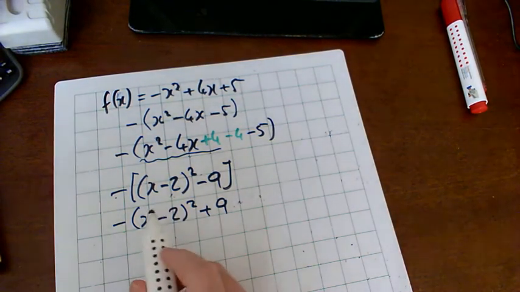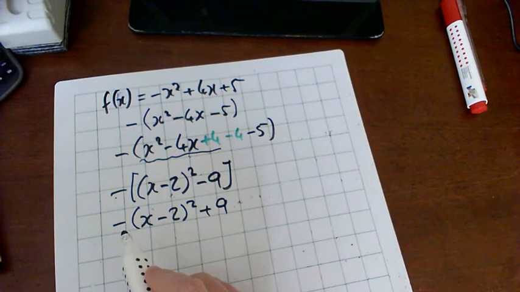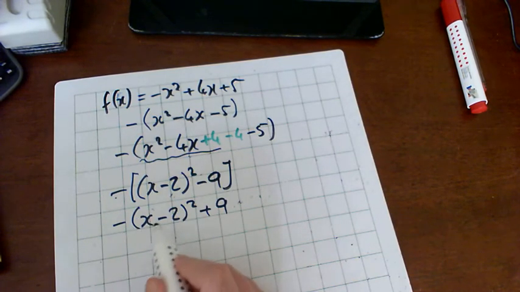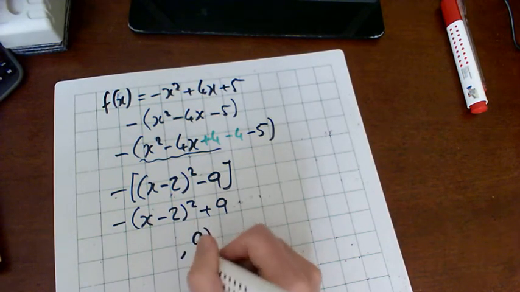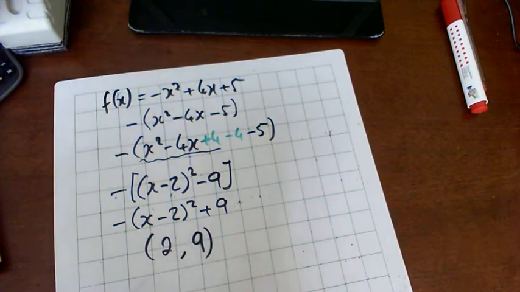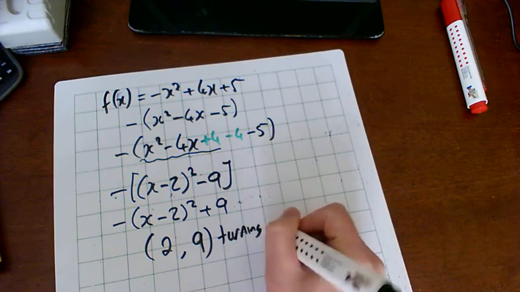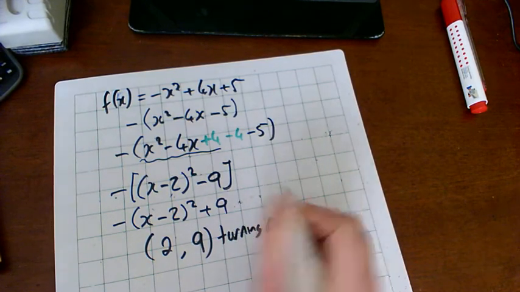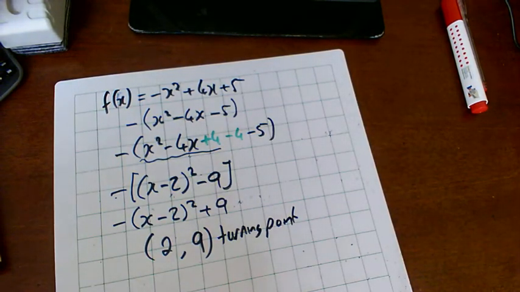And now from completing the square, we can tell the turning point is this number, is the y value, and this number, except change the sign, is the x value. When it comes out of the bracket, change the sign. So that's the turning point. Okay, the yellow box explains that on page 254.